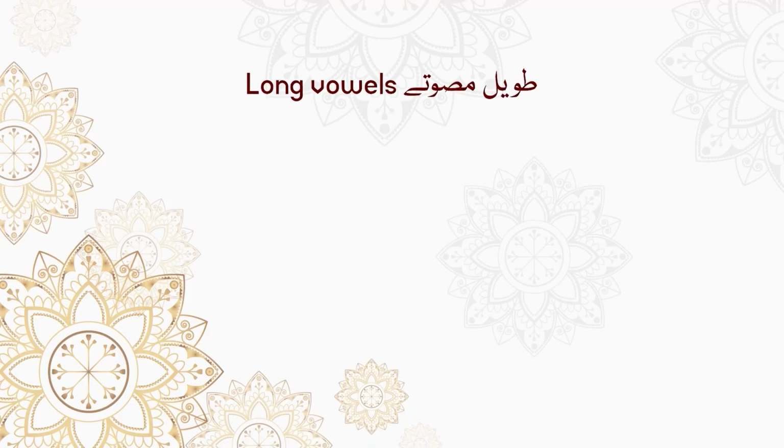And we have long vowels also. We call them tawil musawwate. We have short vowels, we have long vowels. Short vowels are three: zabar, zer, pesh. We have learned about them, and we'll learn about them in a particular lesson. Now we'll talk about long vowels.